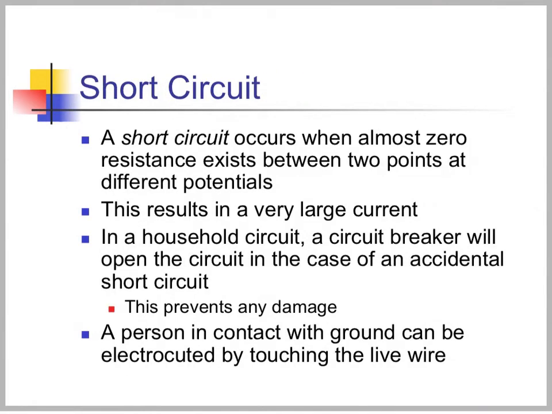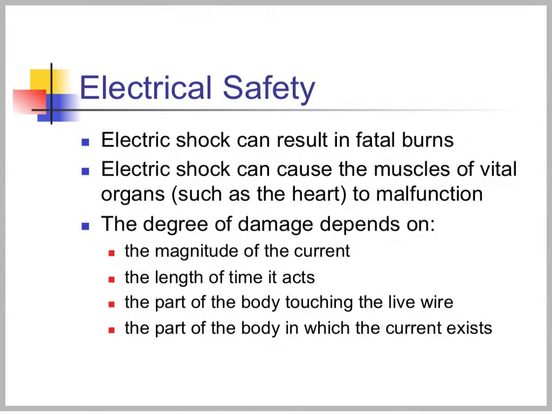Now, a short circuit occurs when almost zero resistance exists between 2 points of different potentials, and that results in an incredibly large current. In the household circuit, the circuit breaker opens the circuit in case of an accidental short circuit, and it prevents damage to devices from heating up from so much current and causing a fire, or from a person being electrocuted. So a person that's in contact with ground can be electrocuted by touching the live wire.